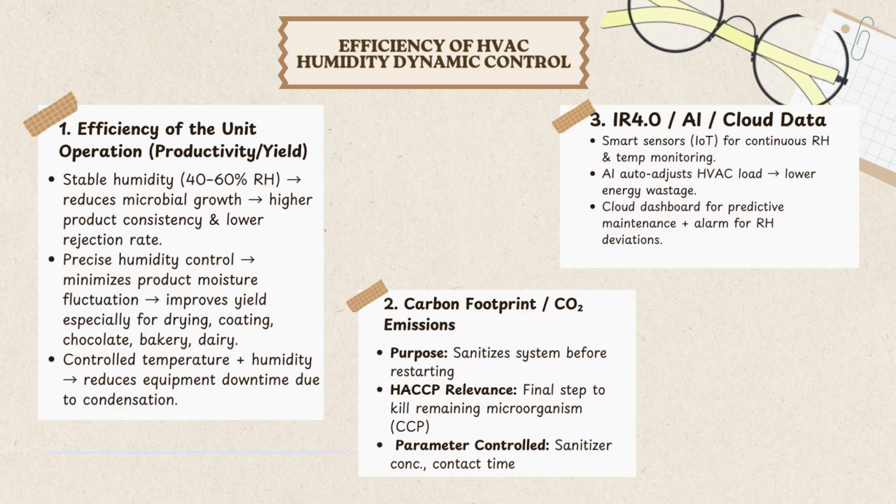Next, the carbon footprint aspect. HVAC systems contribute significantly to energy consumption, around 40 to 60% of total usage in many food plants. Higher humidity loads require more compressor work, resulting in increased carbon dioxide emissions. Using energy-efficient technologies such as inverter compressors, desiccant dehumidifiers, and heat recovery systems can reduce energy use by 15 to 30%.